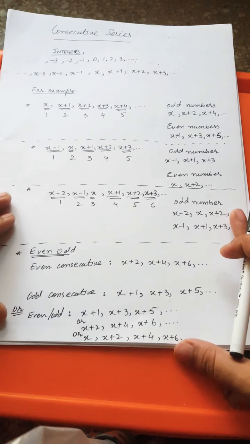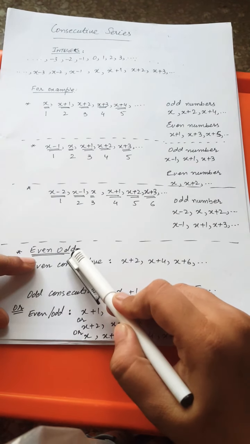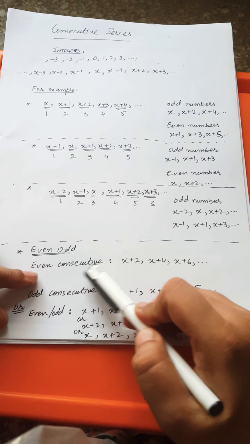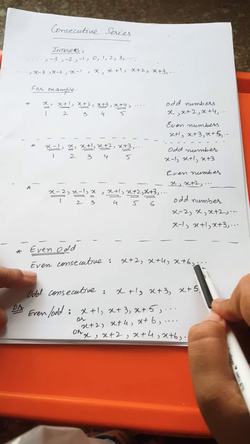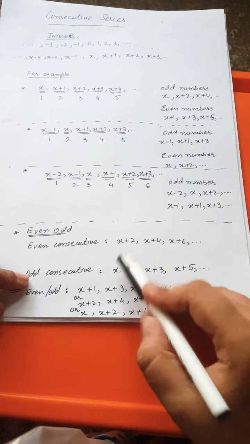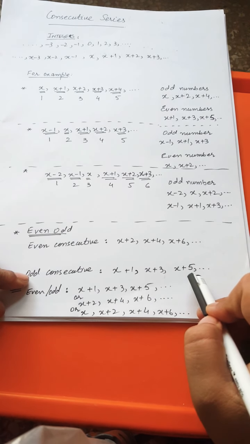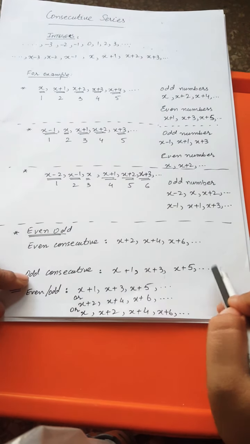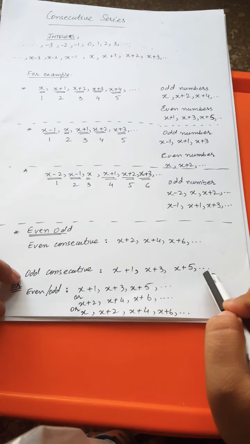But for beginners it is easy that if you consider even or odd numbers, in the case of even consecutive numbers, you just write x plus 2, x plus 4, x plus 6. Just put the even number with the x. And for odd numbers, x plus 1, x plus 3, and x plus 5, and so on. So this is the even number consecutive selection and odd number consecutive selection.